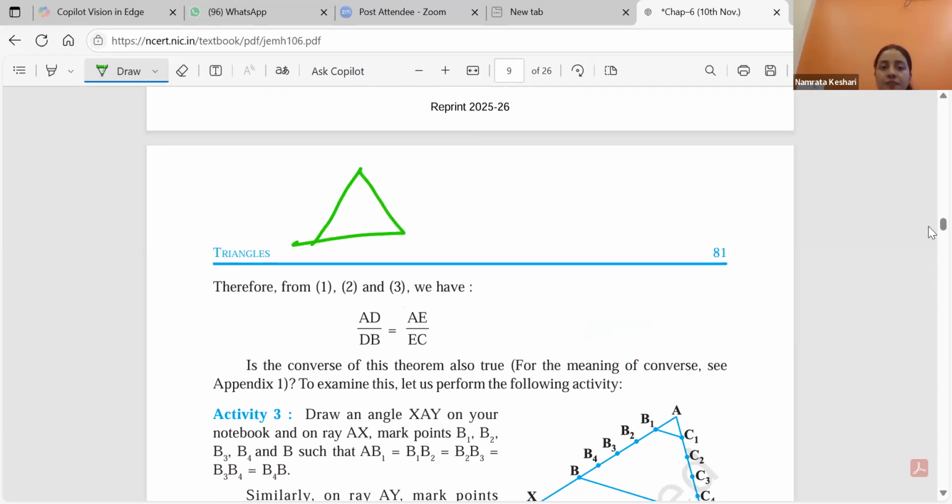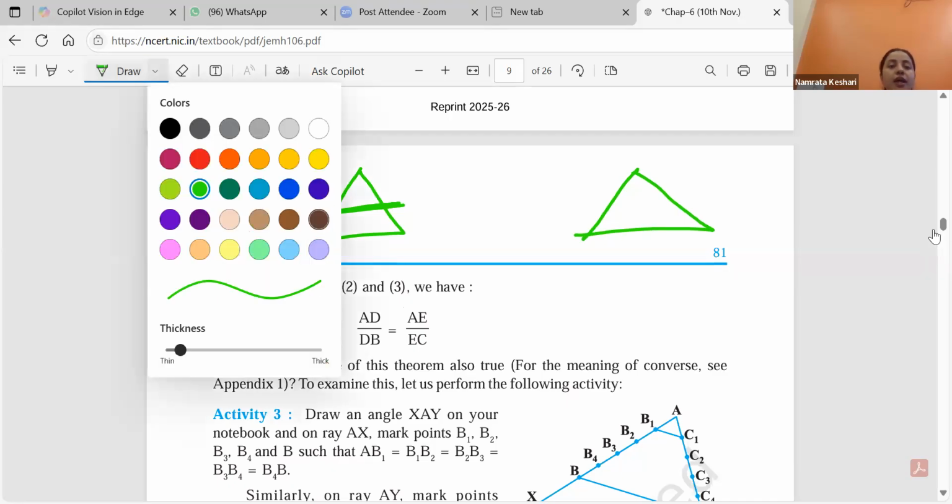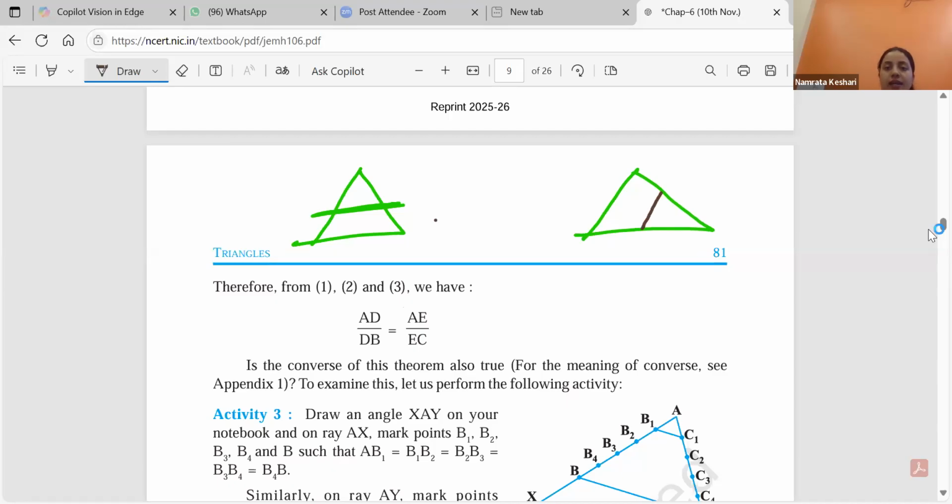Let me explain the converse of this theorem also. So if parallel, then the ratio is the same. That is the basic proportionality theorem. The converse says that if the ratio is the same, if you are having a triangle, suppose the name of the triangle is RST, and this is the line MN. In case this line is parallel, not parallel, you don't know anything, you are just having a triangle RST and a random line MN.